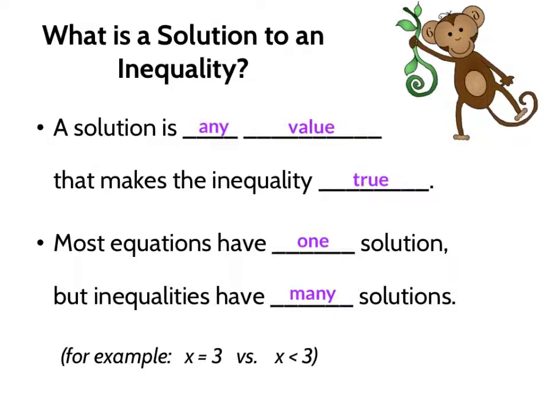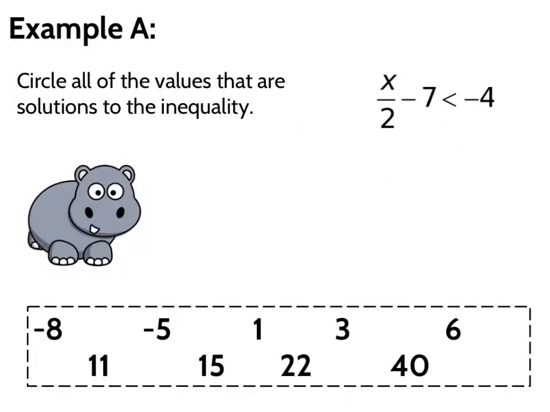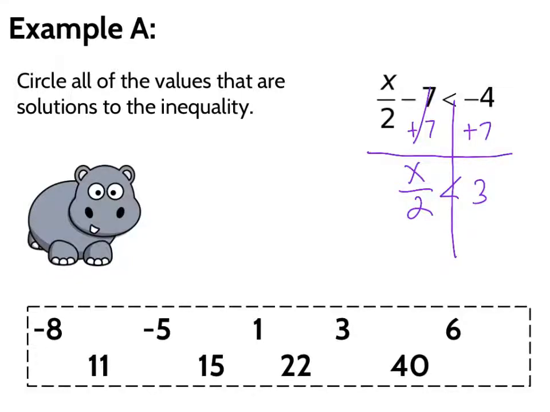Now let's take a look at that in practice at example A. It says circle all of the values that are solutions to the inequality. The first thing we need to do is solve the inequality and then see which solutions match. I'm going to start by drawing my wall down from my inequality symbol. Then I'm going to get rid of my constant by doing the inverse operation, which is positive 7 for my negative 7. Positive 7 and negative 7 cancel, bring down my x divided by 2. I didn't multiply or divide by a negative, so my sign stays the same. Negative 4 plus 7 gives me a positive 3. So now I've got x divided by 2 is less than 3.